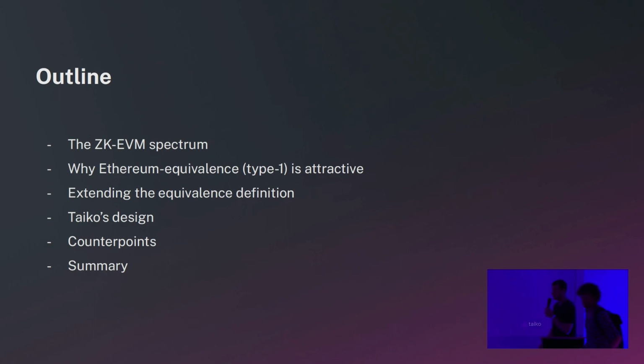So here's an outline. We'll talk about that spectrum, the ZK-EVM spectrum, why Ethereum-equivalence, Type 1 is attractive, extending the equivalence definition, Taiko's design, some counterpoints, which are useful to consider, and then a quick summary. Hopefully we have time to get through it all. I'll go rather quickly. There's a lot to cover.